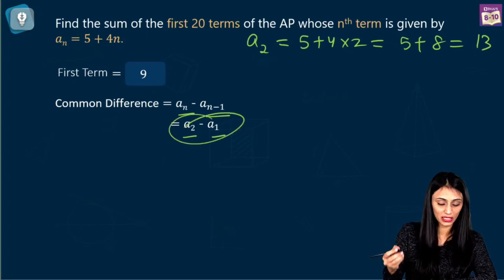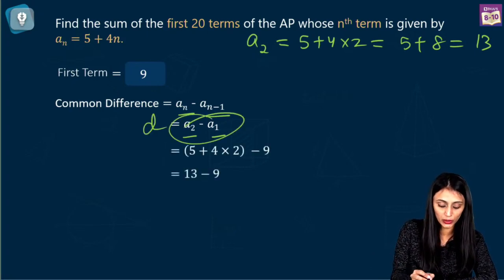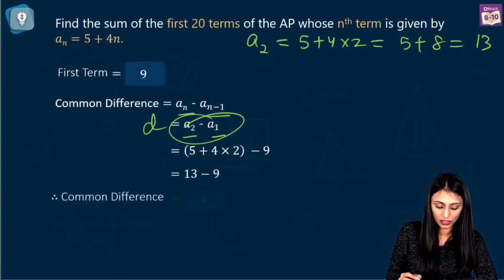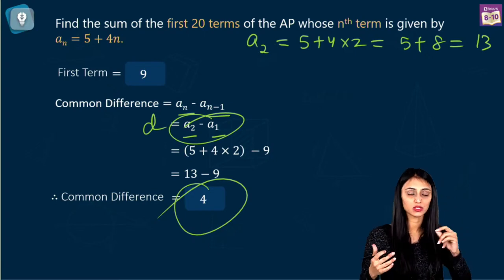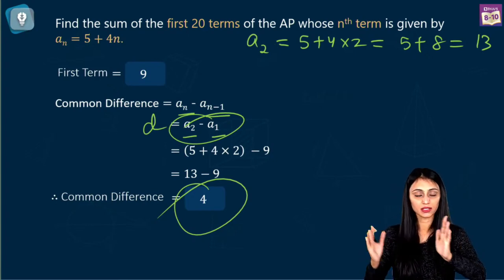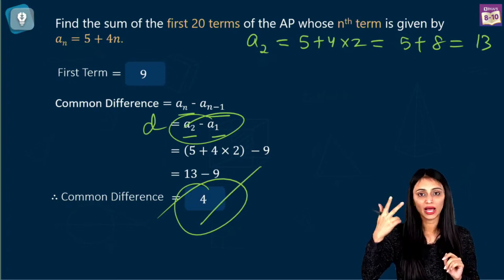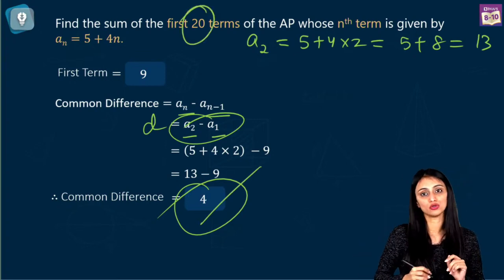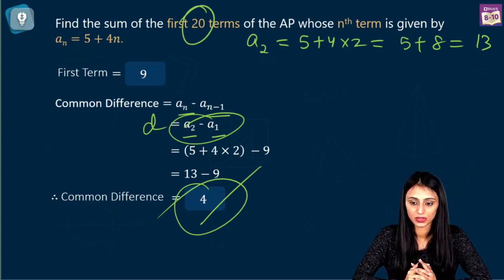This is what we are explaining here, right? That's how you get the common difference. Put it here. What will you get? You get 13 minus 9. And the common difference over here is going to be 4. So what I'm trying to explain to you is, you can find out the first term. You can find out the second term. Subtract them. You get the common difference. So you have the first term. You have the common difference. You have n also, 20. You can find out the sum of first 20 terms.